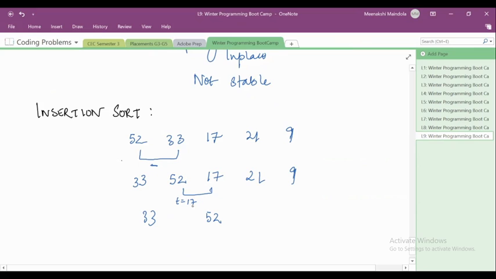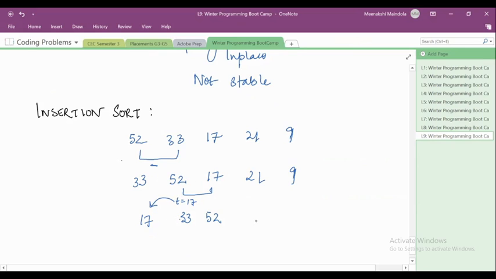This 17 value is not copied here until it is first compared to the previous element. So first 17 is compared to 33. Now you understand that 17 is less than 33, so 33 should come here. You first copy 33 here and then you place 17 from the temporary variable at its correct position. So now you have 17 at its correct position.